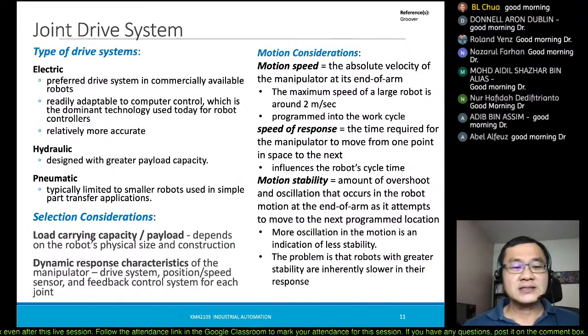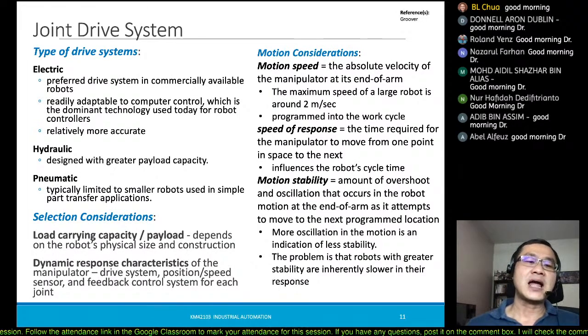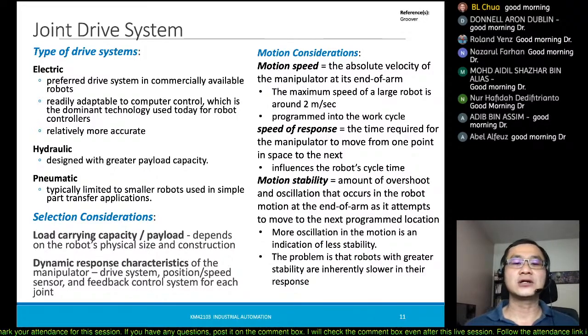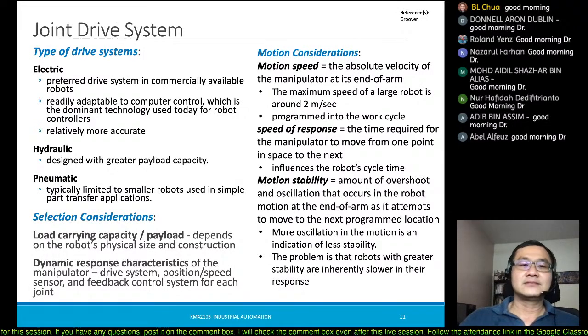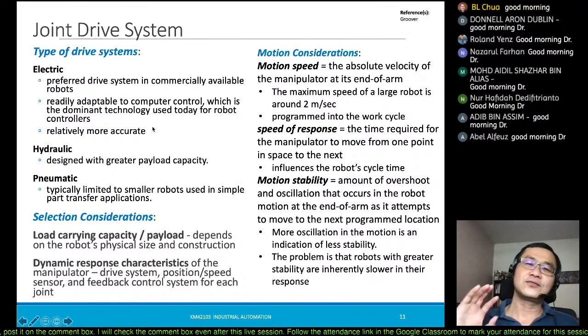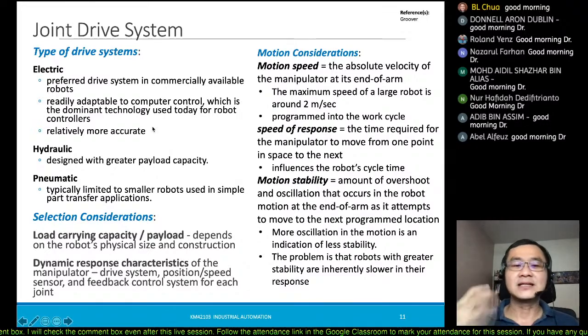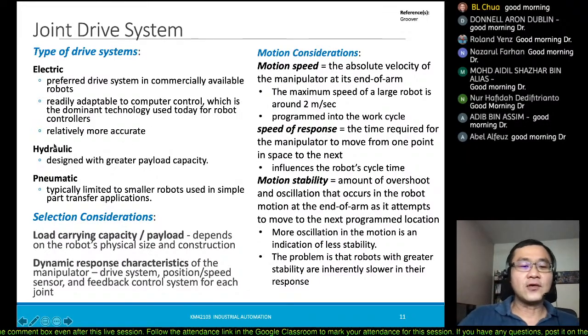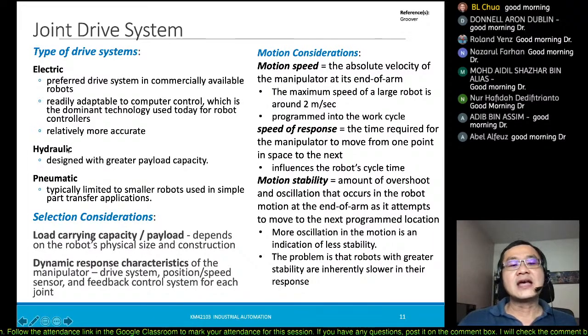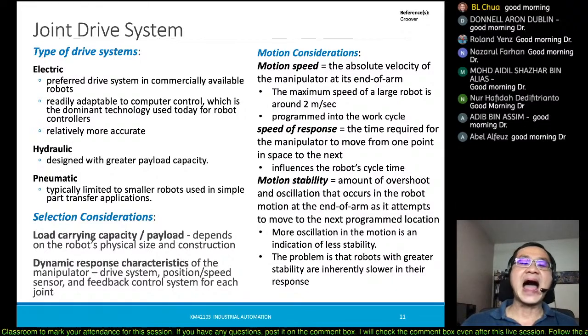So you can see that electric type of joint drive are readily adaptable to computer control, and also they are more accurate in terms of control itself. Whereas for hydraulic, we still need it, okay, especially when the robots require a very high payload capacity.